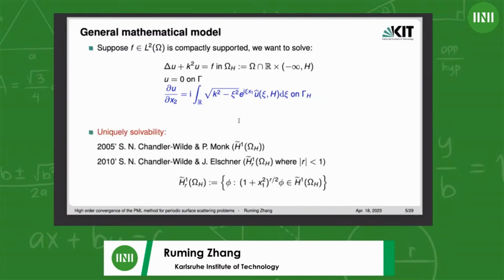For the unique solvability of the problem, as I said, this boundary condition is only one example. For this boundary condition, the unique solvability has already been proved in these two papers, first in the standard Sobolev space H1 of omega H, and also in a weighted Sobolev space. So we don't need to worry about the unique solvability of the problem. The rest of the problem is how to solve it numerically.